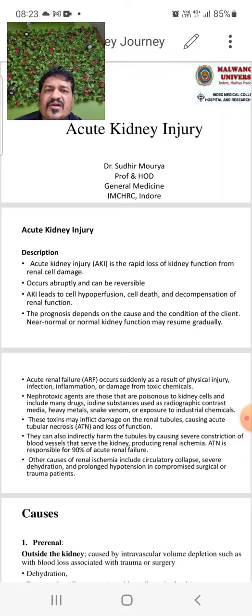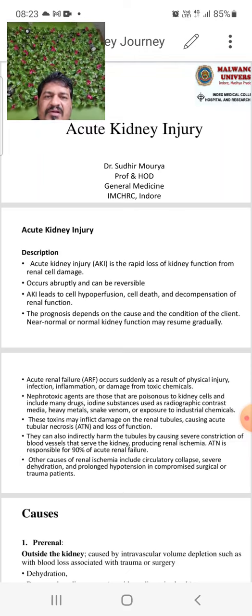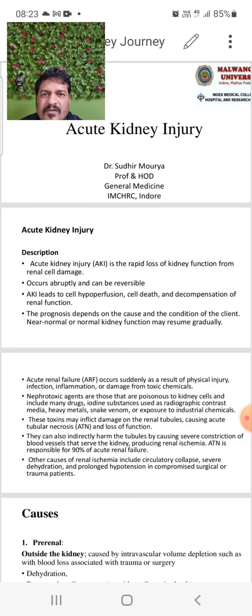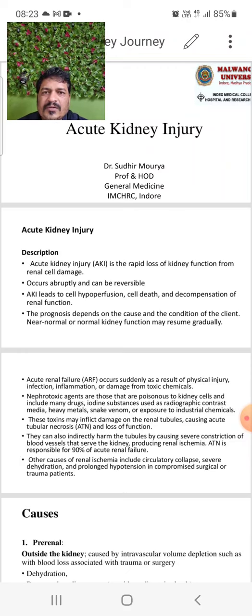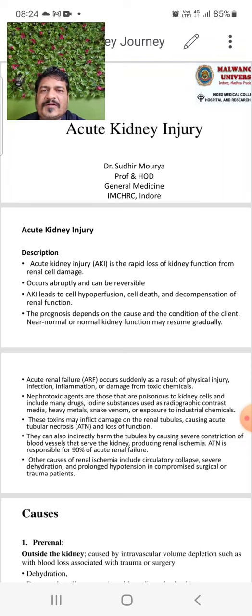By description, acute kidney injury is the rapid loss of kidney function from renal cell damage. It occurs abruptly and can be reversible. AKI also leads to hypoperfusion, cell death, and decompensation of the renal function. The prognosis depends on the cause and the condition of the client. Near normal or normal kidney function may resume gradually.